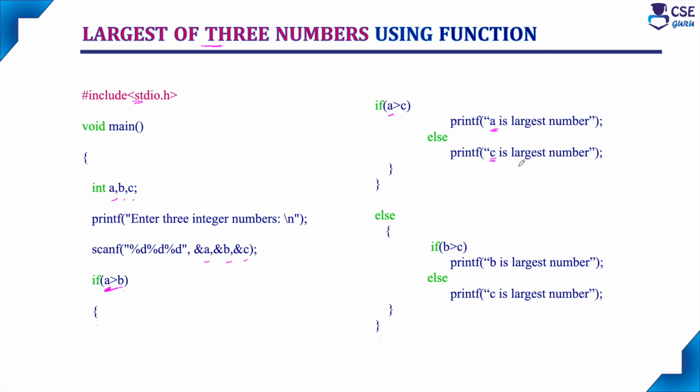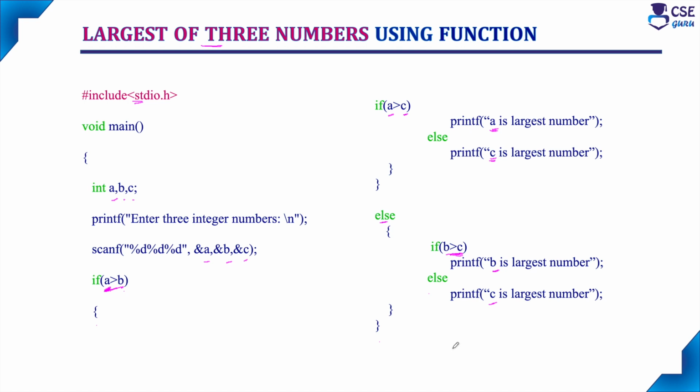Else, meaning a is not larger than b or c, we come to the else part. So a is out of the picture now, because a is not greater than b or c. Now we need to check which of b and c is largest. So in the else part, check whether b is greater than c. If the condition is true, b is largest. If the condition is false, go to the else part and print c is largest. So this is the logic.